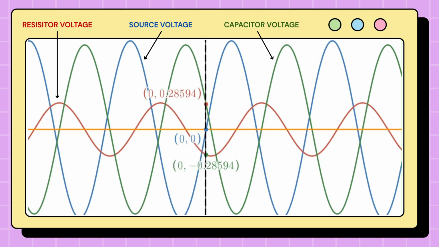This demonstrates Kirchhoff's voltage law, which states that the sum of all voltages in a closed circuit loop equals zero. This law reflects the conservation of energy. All energy supplied by the source is absorbed or stored by components, with none lost or gained overall in an ideal circuit.